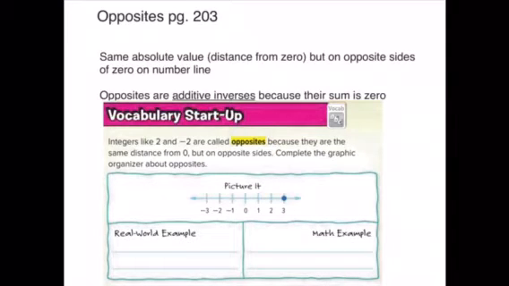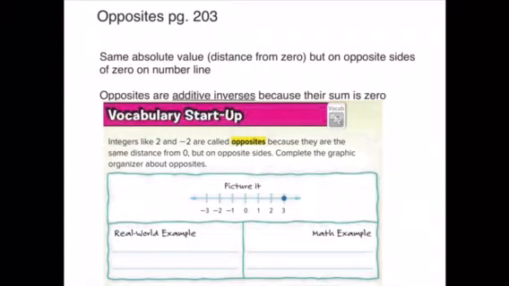Okay, opposites. Opposites have the same absolute value. It means that they are the same distance from zero, but they're on opposite sides of zero on the number line. Opposites are also additive inverses because their sum is zero. So let's go ahead and fill in this vocabulary activity here.